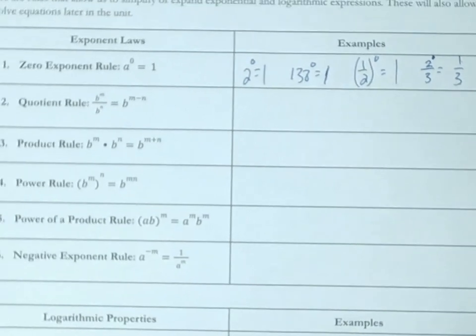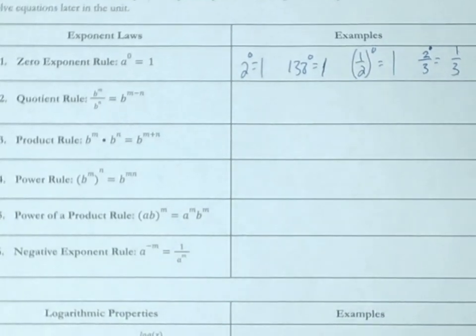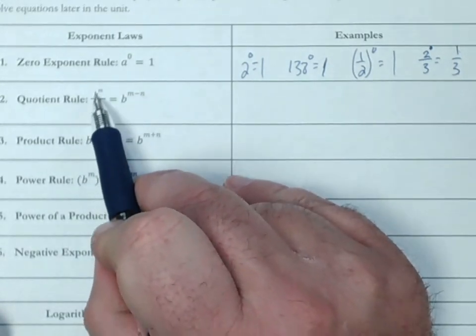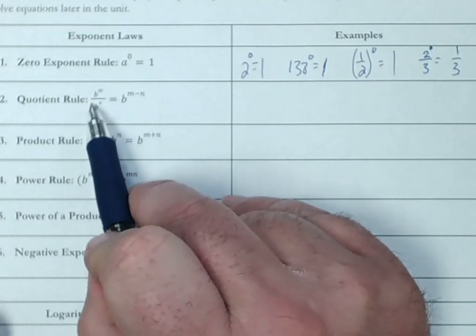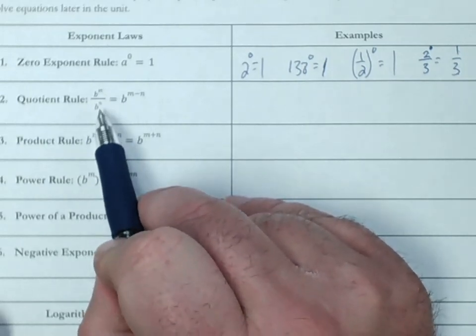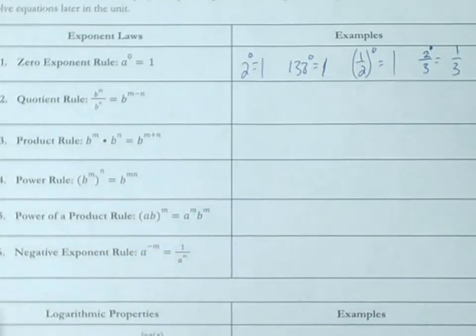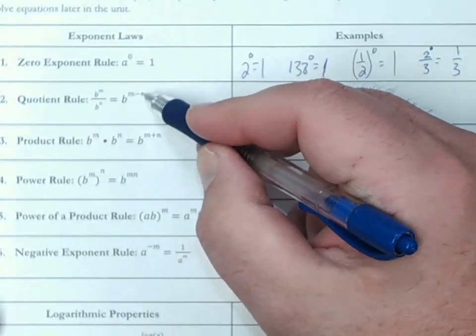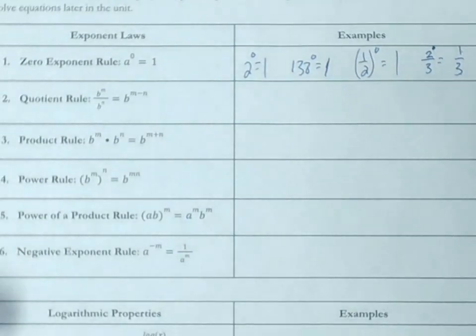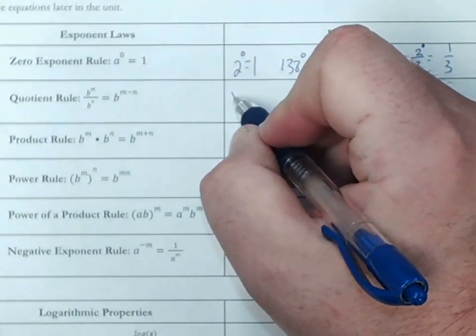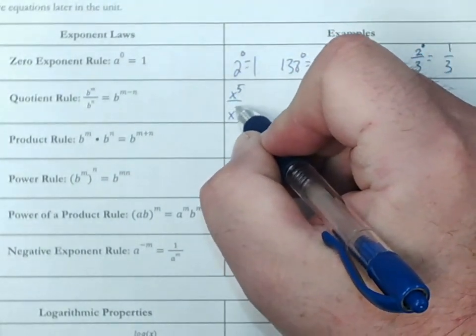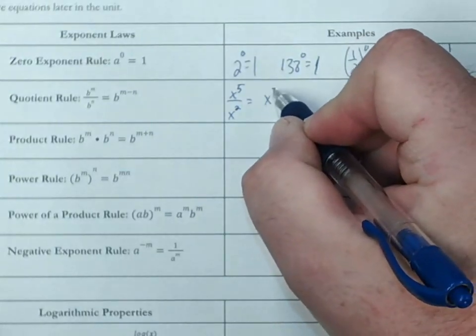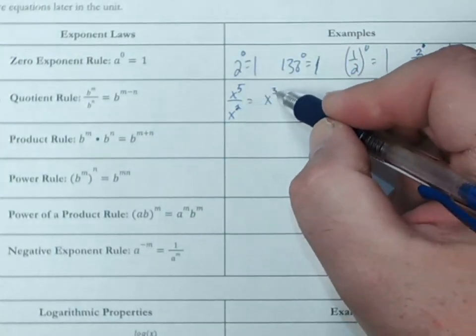The second rule, we call it the quotient rule. It has to do with dividing two exponential expressions that have the same base. See how it's b in both of these being raised to an exponent? And what we're doing is dividing two expressions with that b base. Well, what the law says is you can simplify that by simply subtracting the exponents, right? For example, if I had x to the 5th over x squared, that would be x to the 3rd. 5 minus 2 is 3.